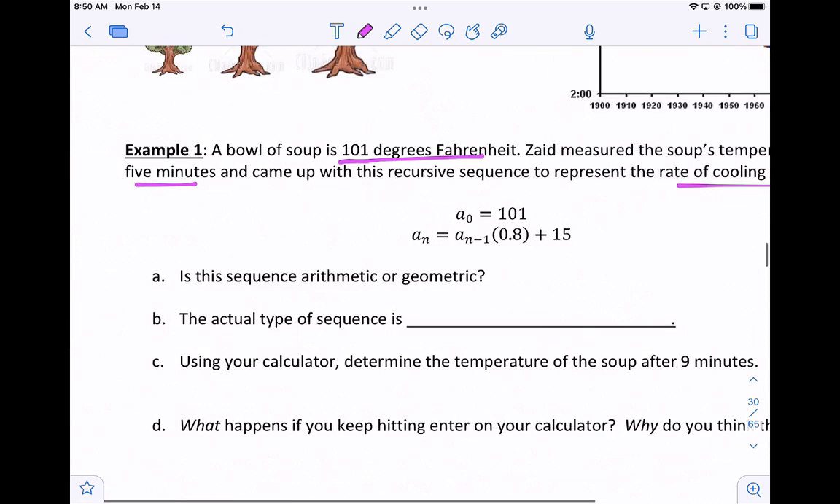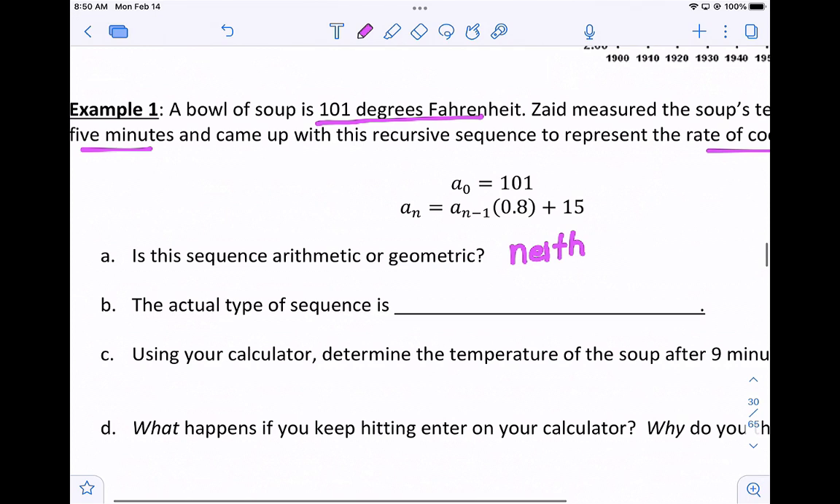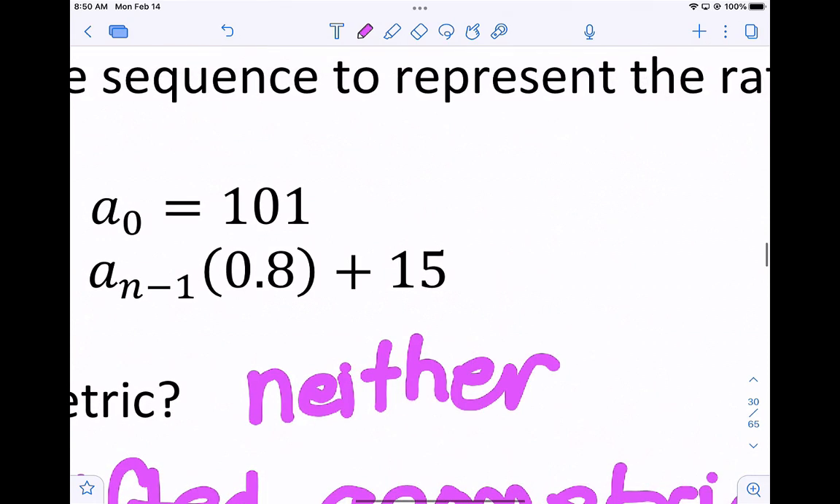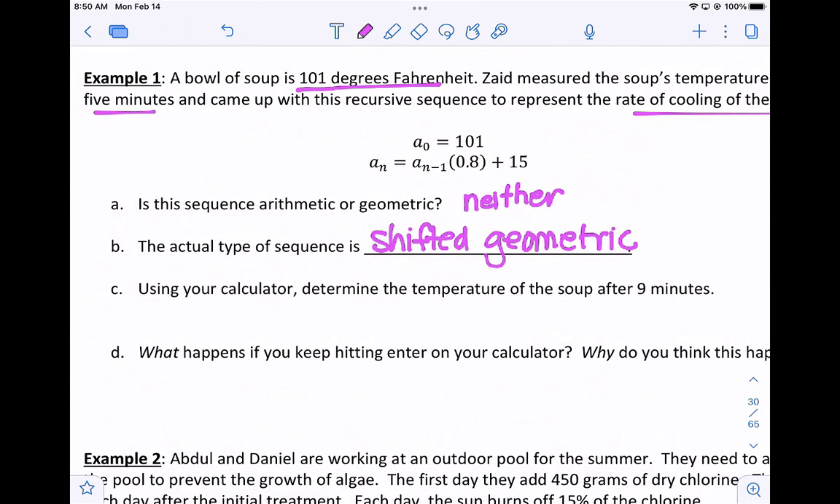So the question, is this arithmetic, geometric? And actually this is neither, because it has multiplying and adding together. So there's a name for this. It's called a shifted geometric. So it is geometric because of the 0.8, but then it's shifted. The plus 15 does shift it. So using your calculator, can you determine the value of the soup after 9 minutes?